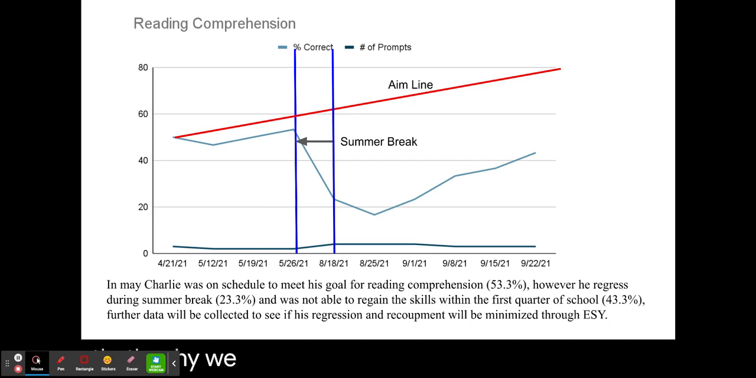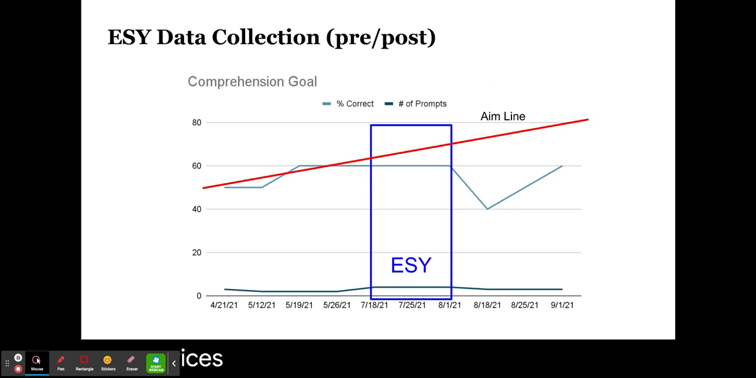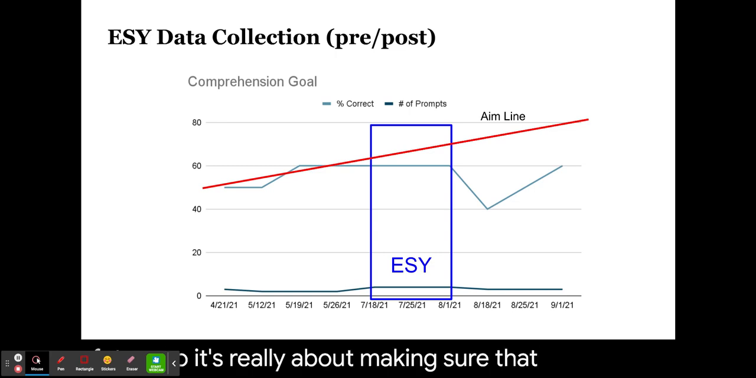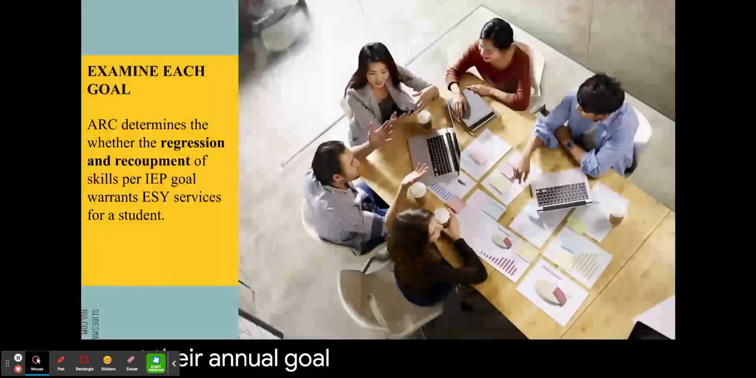And that's why we want to make sure that he gets those ESY services, because potentially after receiving those services, he may have a little dip, but he should be back on his way to meeting that goal in the future. So it's really about making sure that our students maintain that rate of growth and progress, and that we're not seeing the regression during a break that will basically make it so that they can't meet their annual goal.